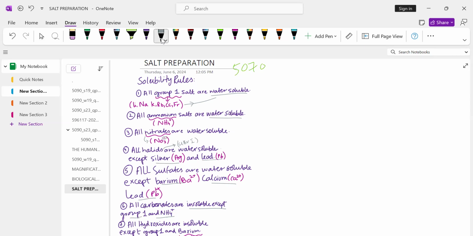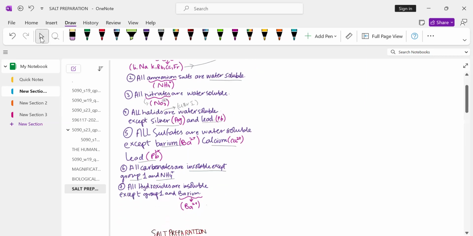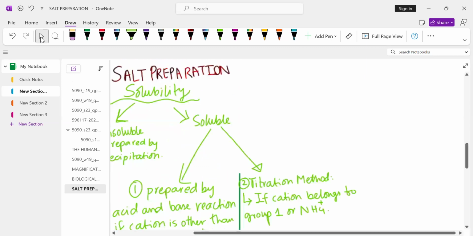Fifth one is that all sulfates are water soluble except barium and calcium and lead. Sixth one is that all carbonates are insoluble except group 1 and NH4, which means ammonium. And all hydroxides are insoluble except group 1 and barium. So these are the 7 solubility rules that you need to memorize for this chapter of salt preparation.